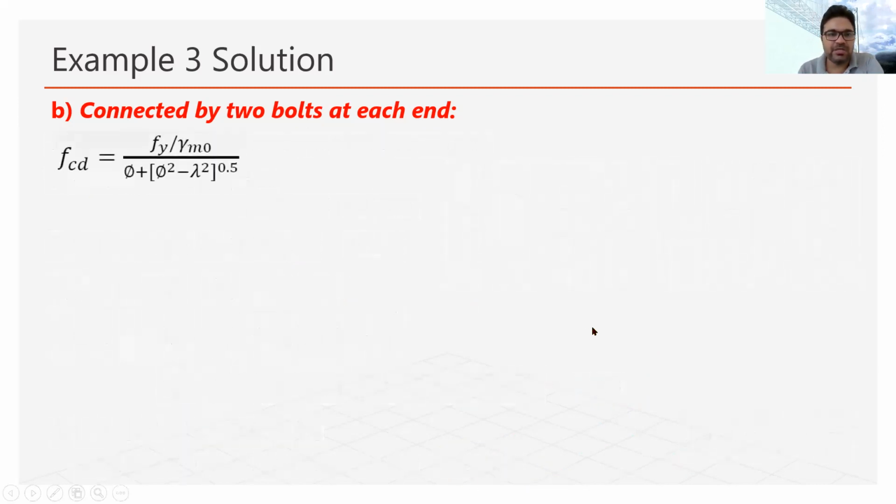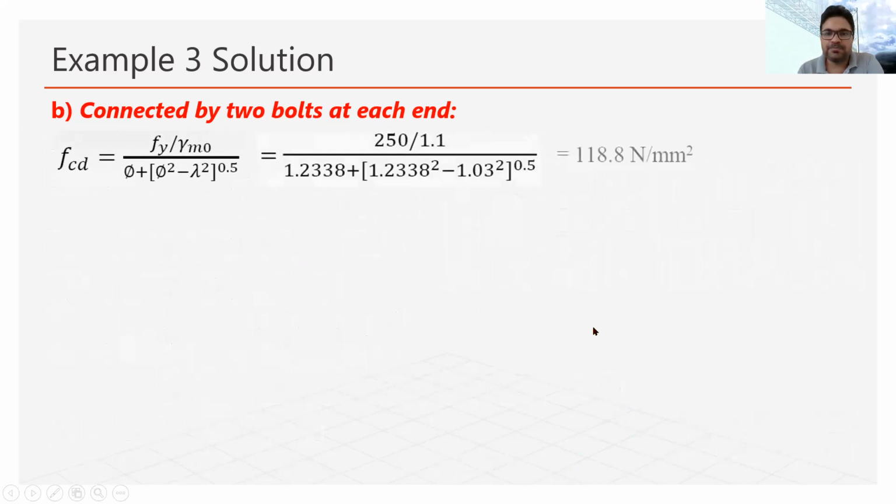So the FCD value in this case would be 118.8 Newton per mm square. You may remember that in the previous case it was around 91. So in this case it is 118. So now we can say that when more than one bolt is connected, the FCD value will be increased.